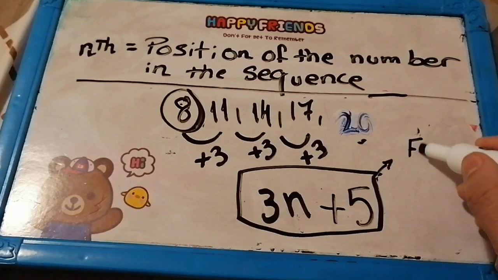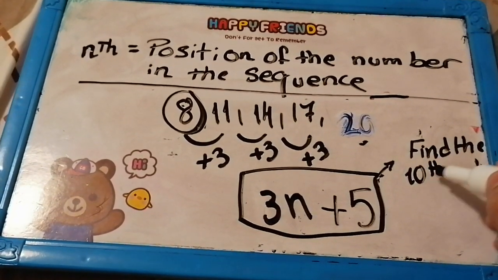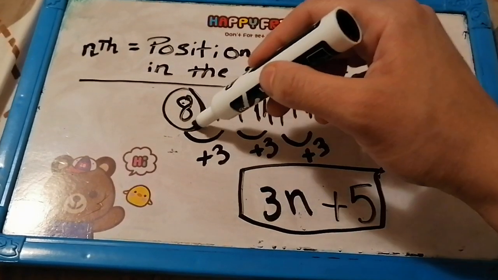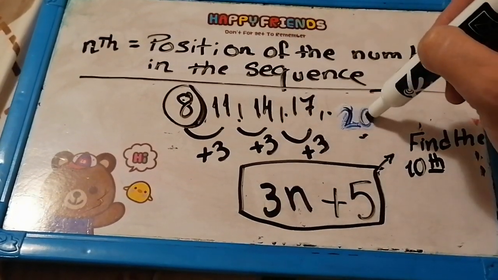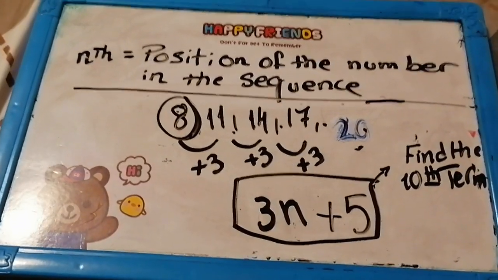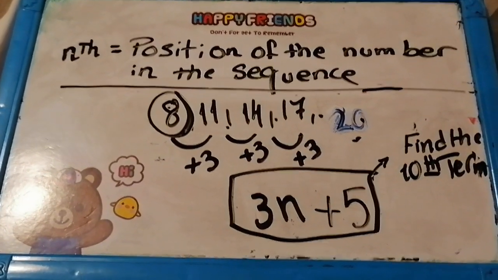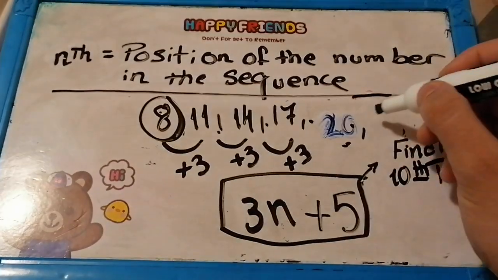If I said find the 10th term, 10th means you keep on counting. That's the first, second, third, fourth, fifth, and so on. If I said find the nth term, honestly, I'll tell you what is going to happen. There are two types of students. A student who is going to keep on counting, adding 3 each time.